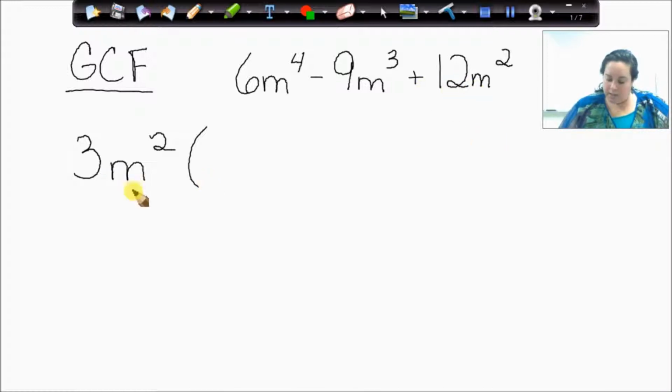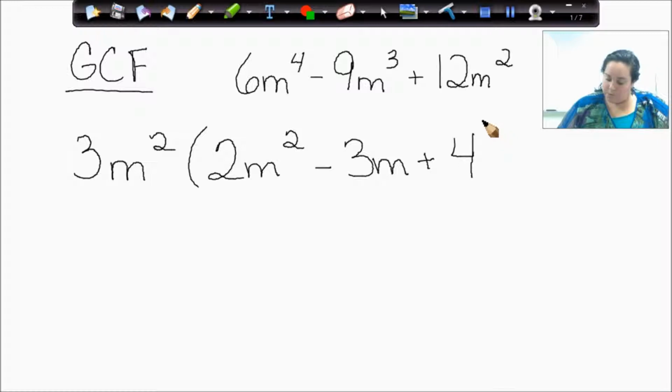The way we're going to do that is by dividing each term by the greatest common factor. So if we divide 6m to the 4th by 3m squared, we have 2m squared left over. If we divide -9m cubed by 3m squared, we have -3m left. And if we divide 12m squared by 3m squared, we have 4.